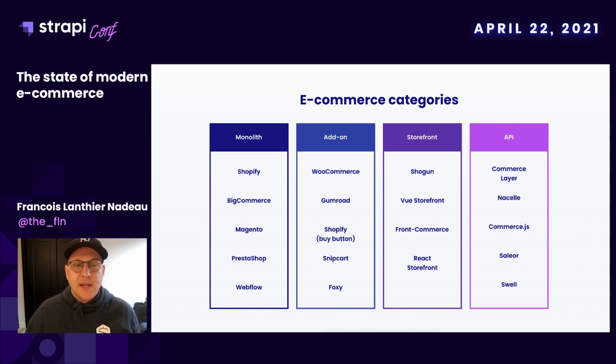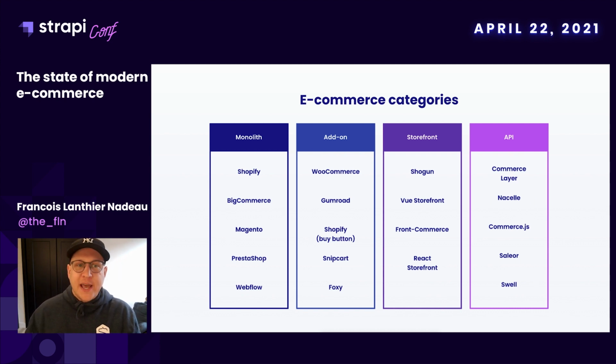E-commerce categories. Okay, so let me first preface this by saying that we see monolith here again. It's a paradigm, a monolithic approach, but it kind of becomes a category because some tools are built as monoliths to do a monolithic approach. Be it a traditional Shopify or something you could build yourself, right? Or a more traditional Magento thing, for instance. So monolith is one of the categories. Some of the well-known players, you have Shopify, BigCommerce, Magento, PrestaShop, Webflow, and many others.